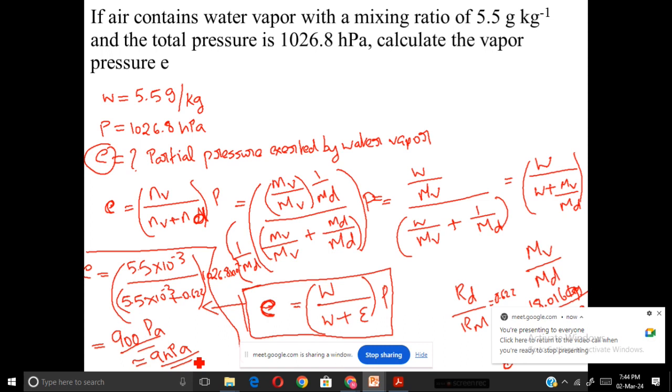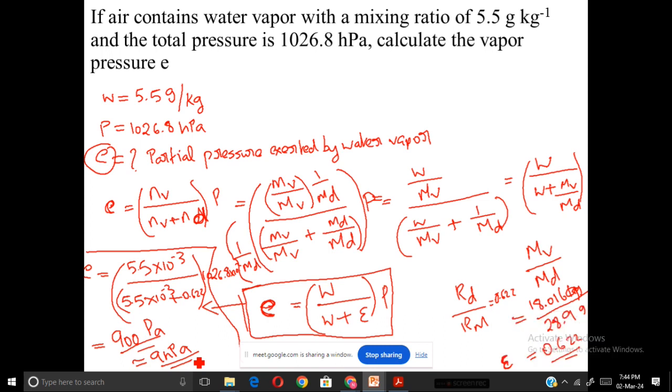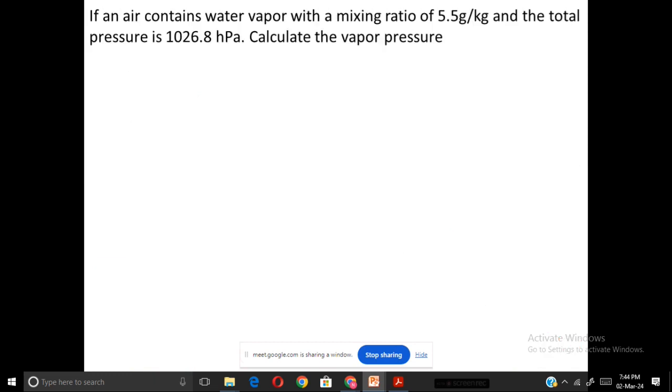So the equation of vapor pressure in terms of mixing ratio is E is equal to W by W plus epsilon into P, where P is the total pressure, W is the mixing ratio, and epsilon is the value 0.622. So that is the vapor pressure, the pressure exerted by water vapor in that mixture or in that air parcel.